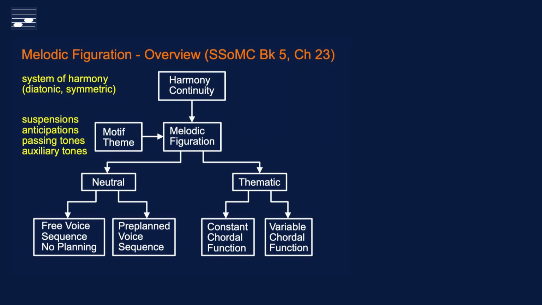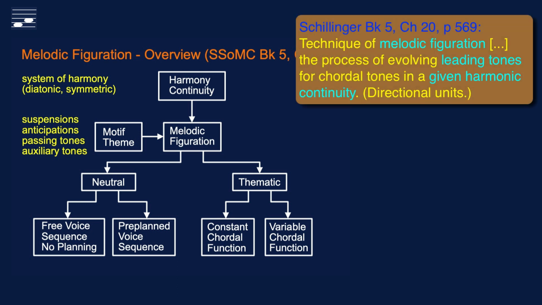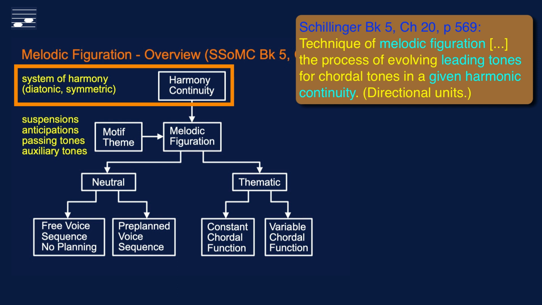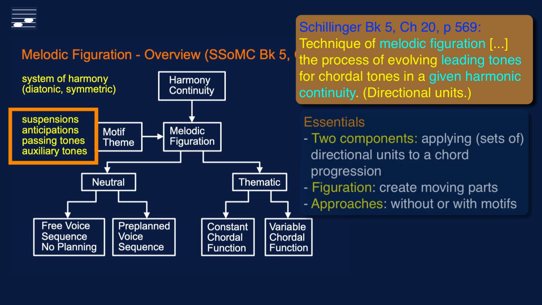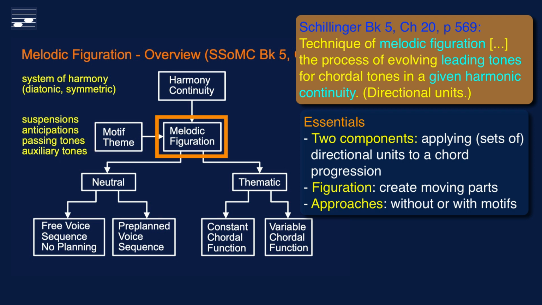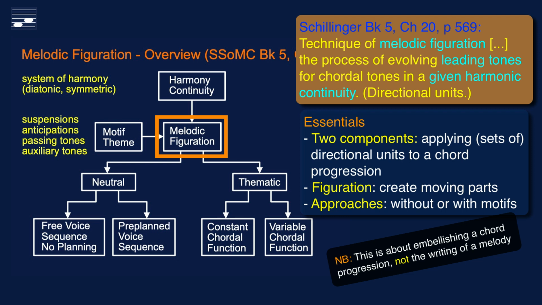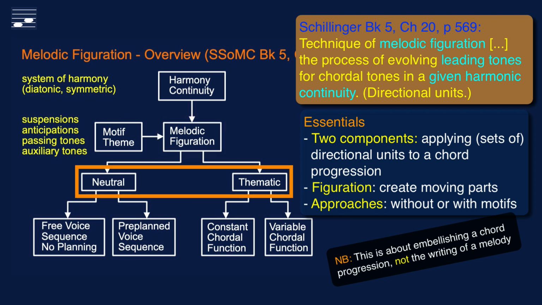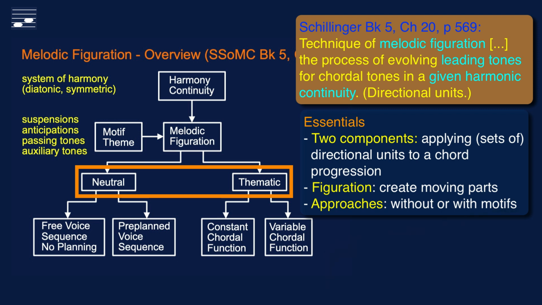This diagram shows melodic figuration in overview, which Schillinger defines as the process of evolving leading tones in a given harmonic continuity. The various types of leading tones are suspensions, anticipations, passing and auxiliary tones. When these move into chordal tones, they produce directional units. Melodic figuration is the process of inserting these units in the harmonic continuity. The two branches, neutral and thematic figuration, yield moving parts. When inserting a motif, we achieve melodic interest in a given harmonic context.